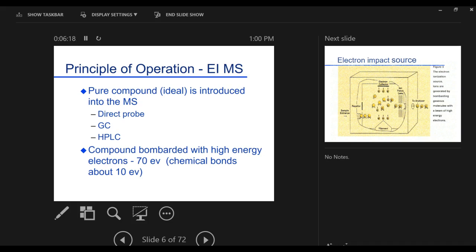That metal probe has my sample on the end of it. It's in a high vacuum and I hit it with my electrons. So I can just introduce a sample directly into the instrument. No prior separation, nothing. If I've got a sample, I can stick it into the system. Most commonly, though, we use either gas chromatography or liquid chromatography to introduce our sample.